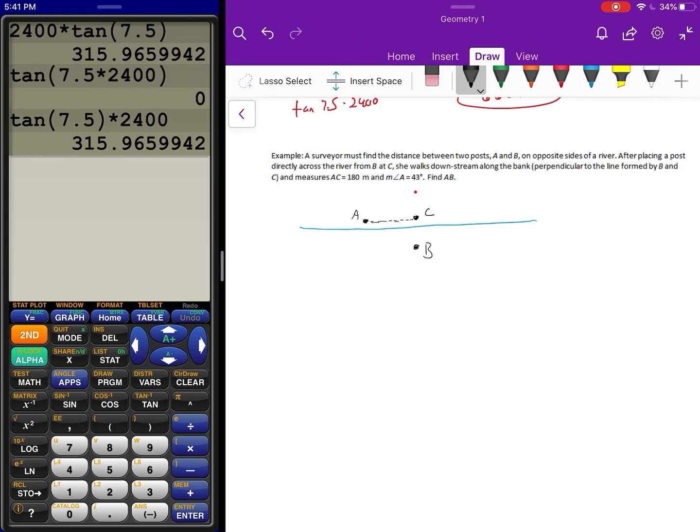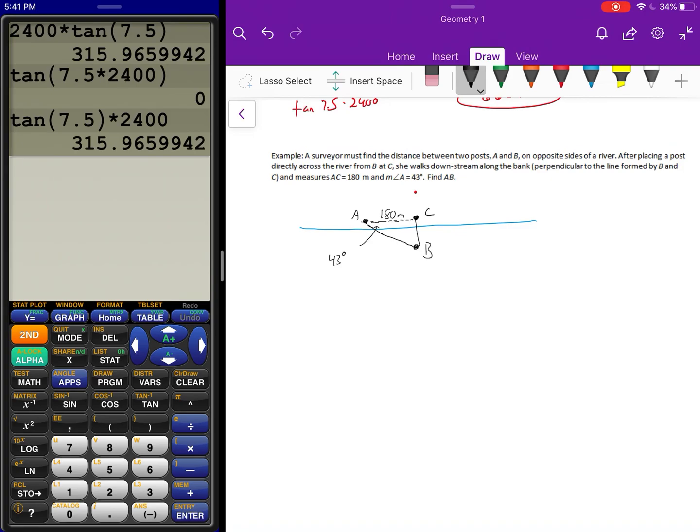She walks downstream, perpendicular to BC, so perpendicular to BC. She walks to A, and she finds that AC is 180 meters, and angle A, well, to get angle A, we have to finish this up here. Angle A is 43 degrees. And what do we want to find here? Find the length AB across the river.